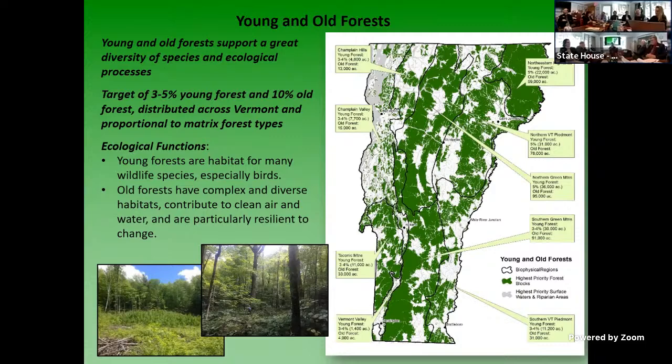So the target for young forest is 3 to 5%. That comes from good scientific estimates of the abundance of young forest here prior to the arrival of Europeans based on natural disturbances. So based on how often a forest blows over and how big that area of blow over is, how often fire occurs, you can recreate what that distribution would be across the landscape.